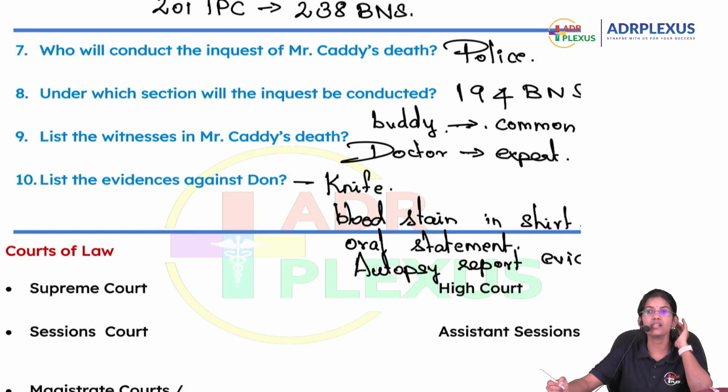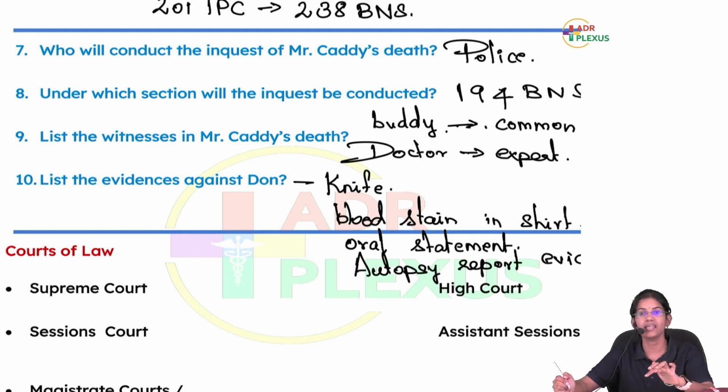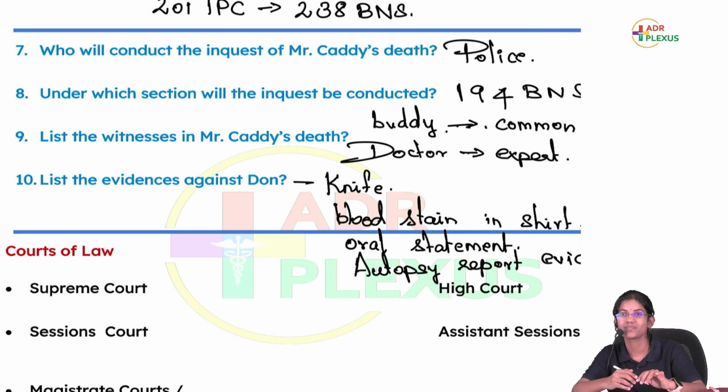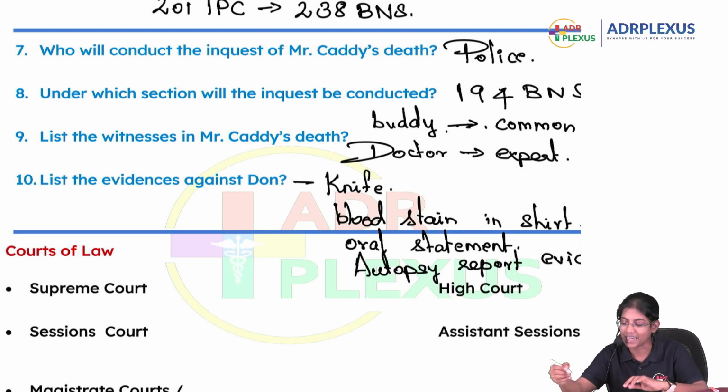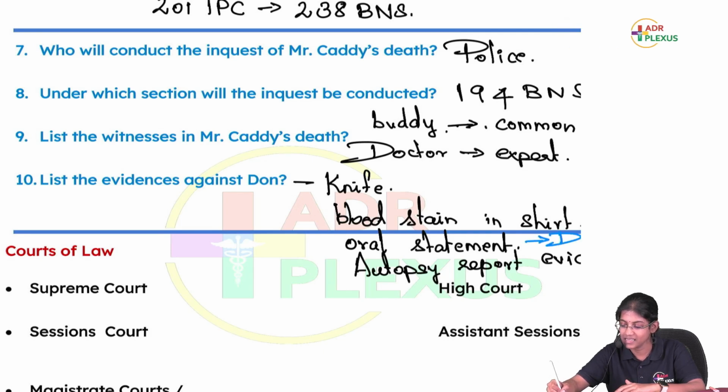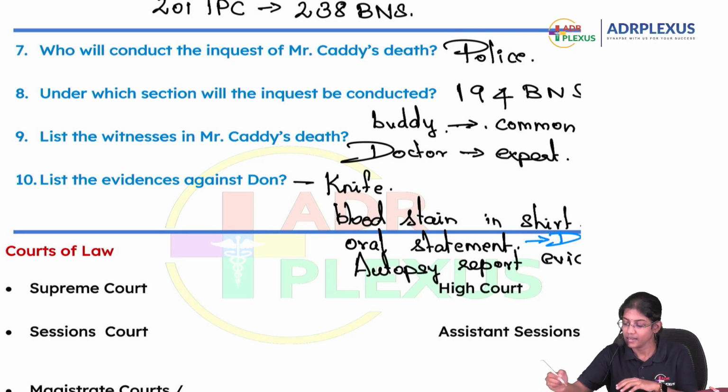Okay. Now, oral statement given by buddy, what type of evidence is it? Direct, yes, it's a direct oral evidence, right? Very good. Okay, ma'am, can you explain bail?